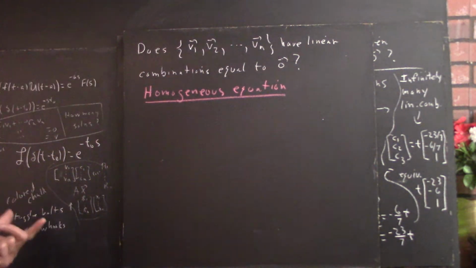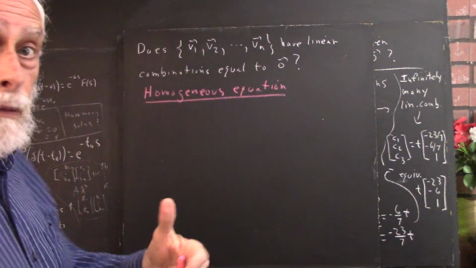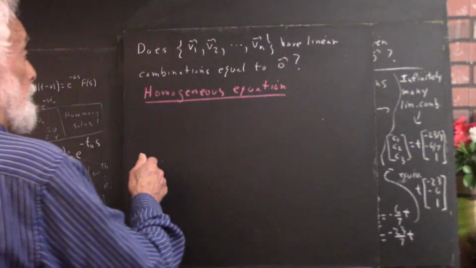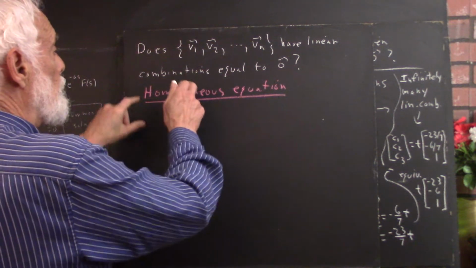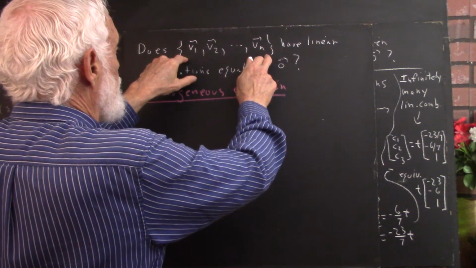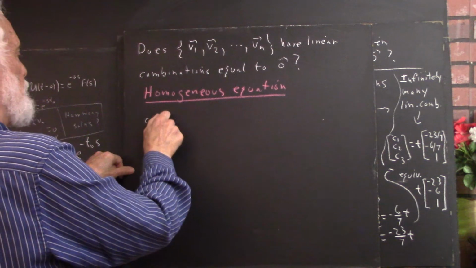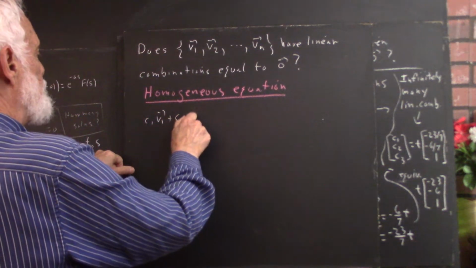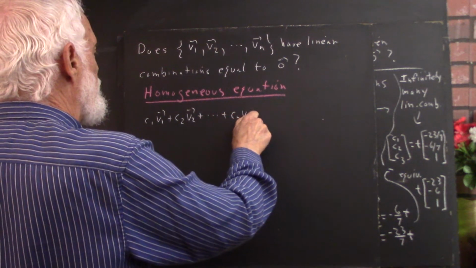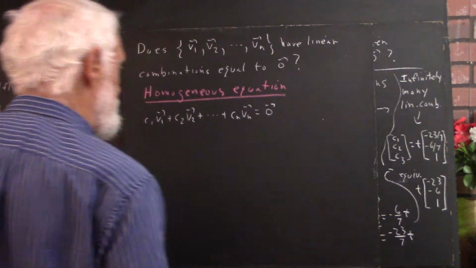Okay, so the more general question can be written almost identically to what we just did. Now I'm not going to work it out in general. I'm not going to give you specific vectors now, but our homogeneous equation that comes from this question, can a linear combination of this set of vectors equal 0, is C1 V1 plus C2 V2 up through Cn Vn equal to 0.